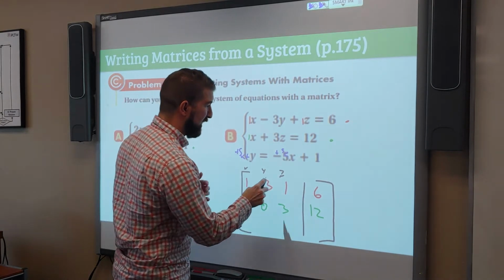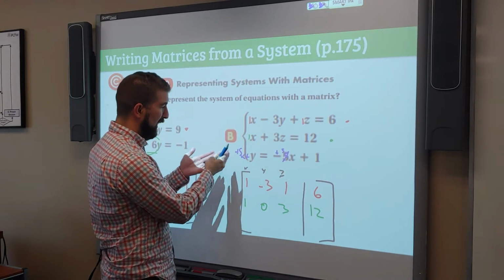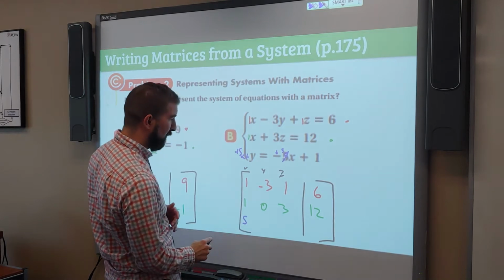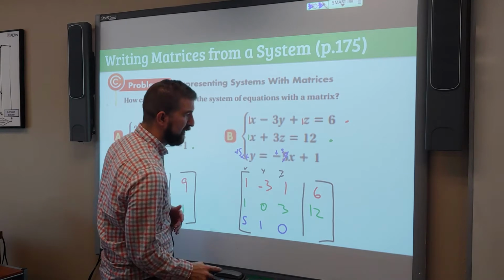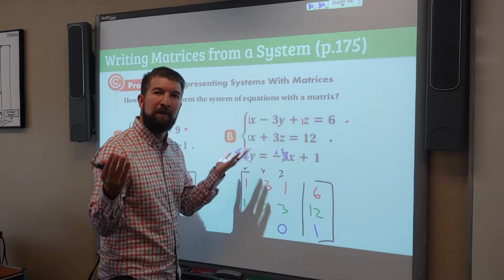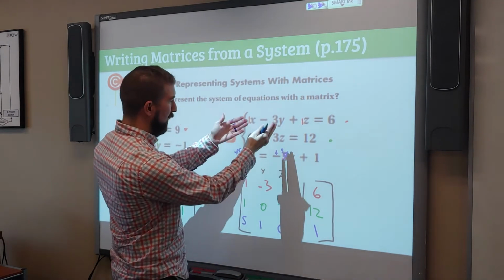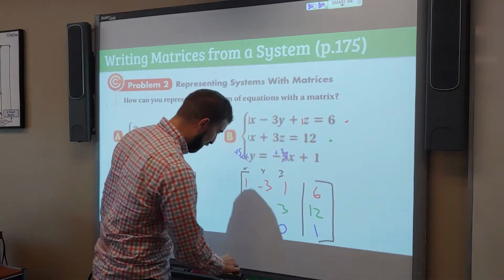All right, I know that's kind of sloppy, but that 5 would cancel, and I would have 5x, that's my 5, plus y, invisible 1, there's no z, so that's 0, and 1. And that is how you take it from equations to matrix.